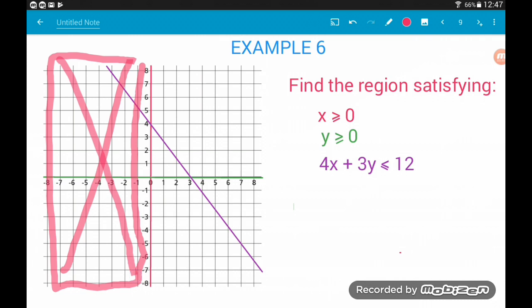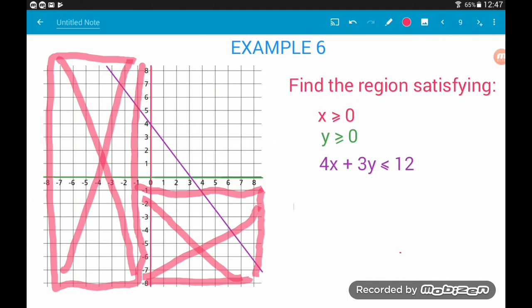Now, very similarly, we want y to be greater than or equal to 0. So the line y equals 0 is the x-axis. Now we want y to be greater than 0, so that rules out everything under the x-axis as well. So already we're only dealing with a quarter of our graph.